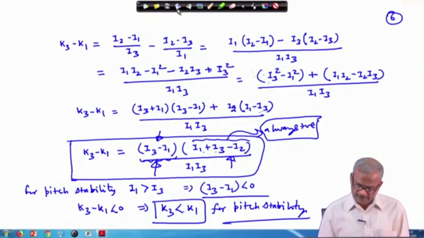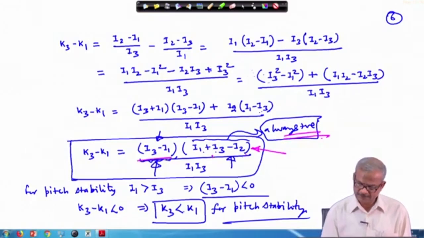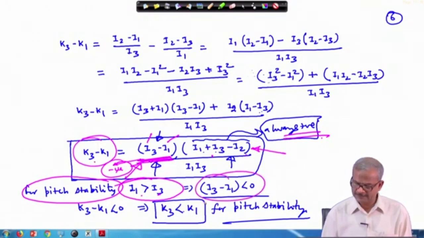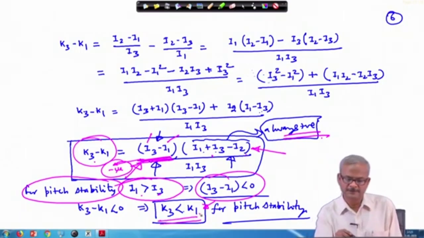So, while discussing in this place we have stated that this quantity is always positive, therefore this is positive and this quantity will be negative from the requirement that for the pitch stability I1 should be greater than I3. So, I1 greater than I3 implies this quantity is going to be negative. So, if this is negative, automatically this k3 minus k1 gets negative, and therefore we get that k3 should be less than k1. So, this is another conclusion we have got.